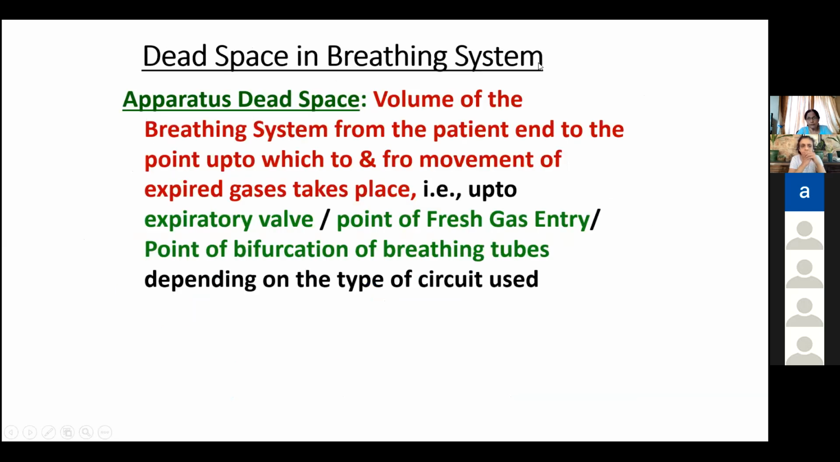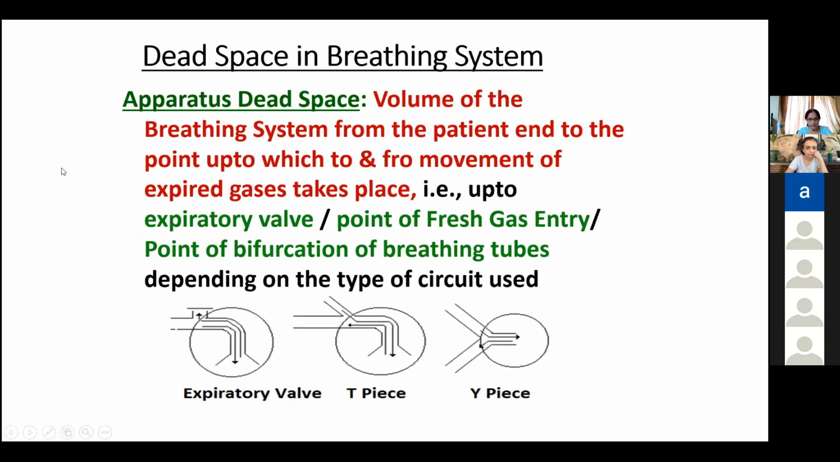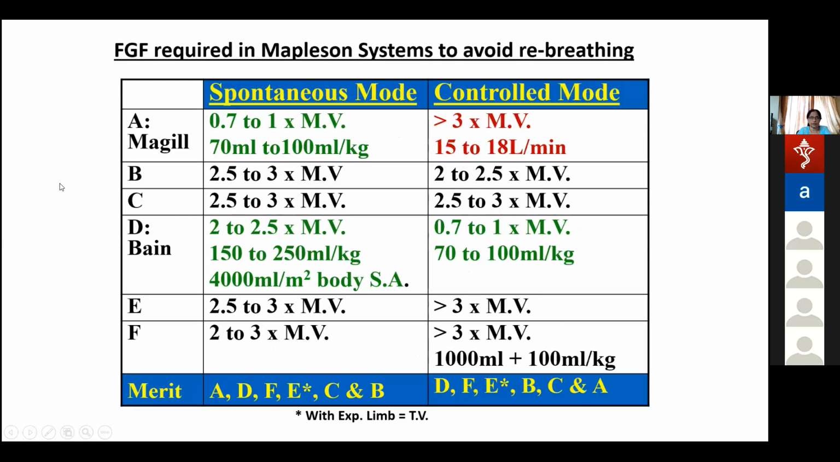Dead space in the breathing system is the volume of the breathing system from the patient and to the patient, the point up to which to and fro movement of expired gases takes place. That is up to the expiratory valve, the point of fresh gas entry, or the point of bifurcation of breathing tubes, depending on the type of circuit. So here, you can see the expiratory valve in Mapleson A, so up to here is the dead space. This is your T-piece. Fresh gas is entering here, so up to here is the dead space. And if you are using a Y-piece in a closed circuit, then dead space is up to here. So this is the point to be remembered.